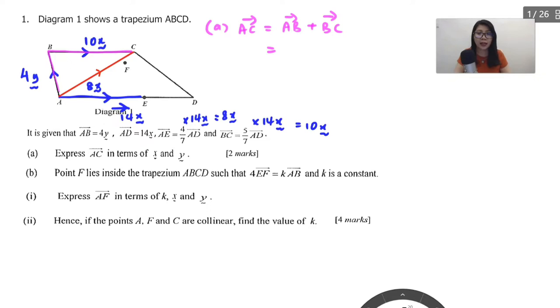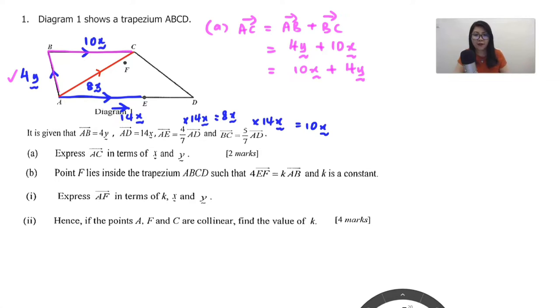What is vector AB? Vector AB is 4y. And what is vector BC? Vector BC is 10x. Then we rearrange it so that the x comes first and then only y. So 10x plus 4y. That's the answer for A.